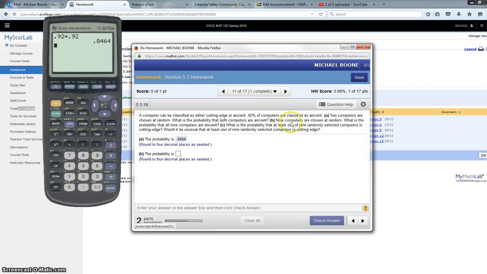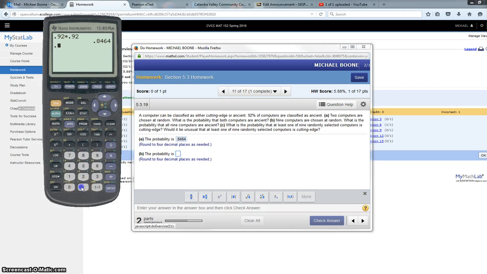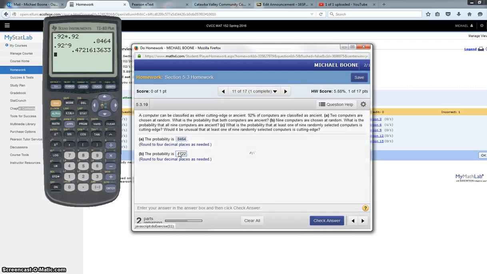On part B, 9 computers are chosen at random. What's the probability that all 9 computers will be ancient? Well, that's going to get kind of tiring doing 0.92 times 0.92 times 0.92. So why don't I just raise it to the 9th, because I'm multiplying 9 of them together. And to 4 decimal places, rounded correctly, it is 0.4722.